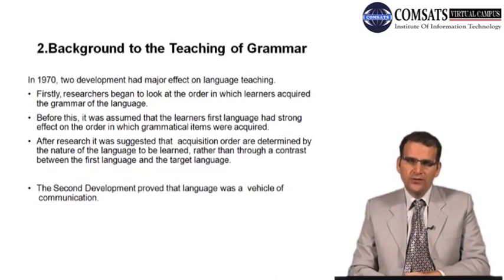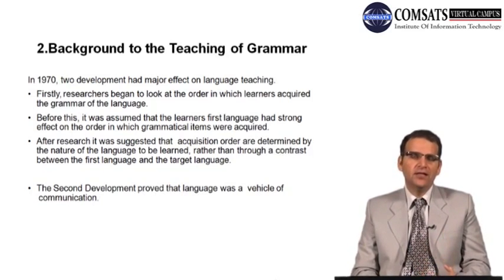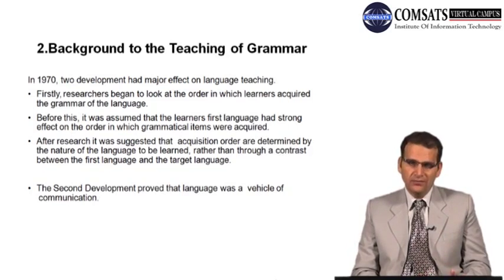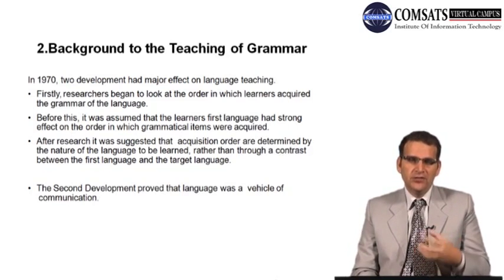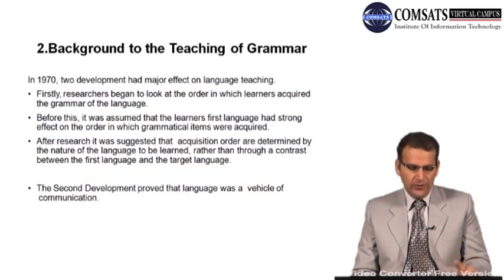So the second development, my dear students, again the first development was this. The second proved that language was a vehicle of communication. When I say this word, vehicle of communication, I mean language is for communication, right? So these were the major developments that took place in 1970. The first development was that it is not L1 that affects your patterns of L2; rather, it is the nature of the language that plays a major role. The second development was that language is for communication.